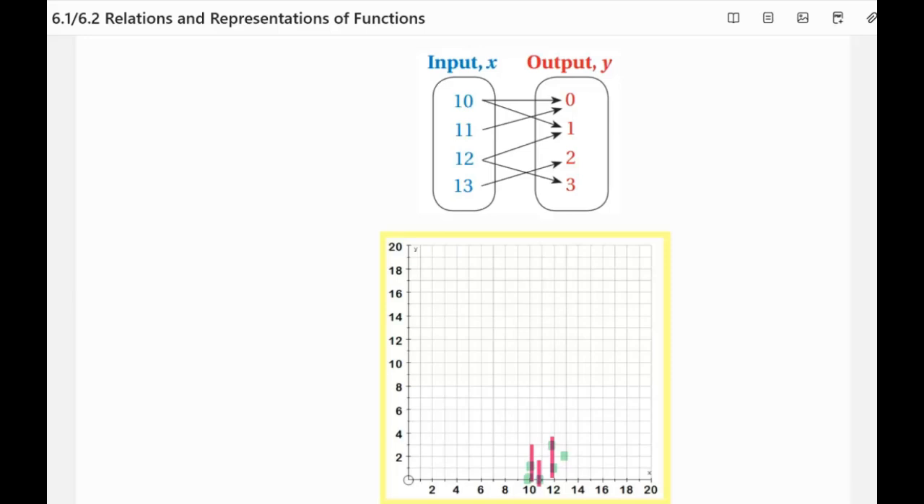So that is the overview of relations and representations of functions.